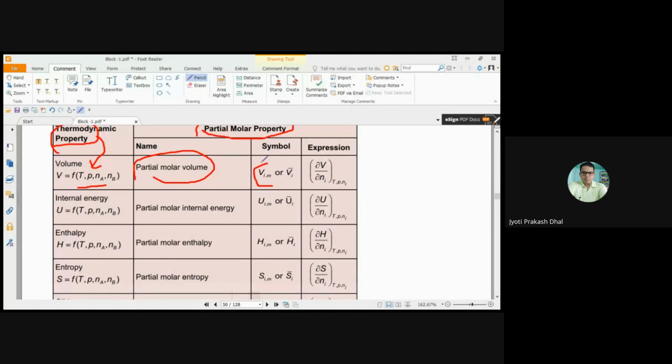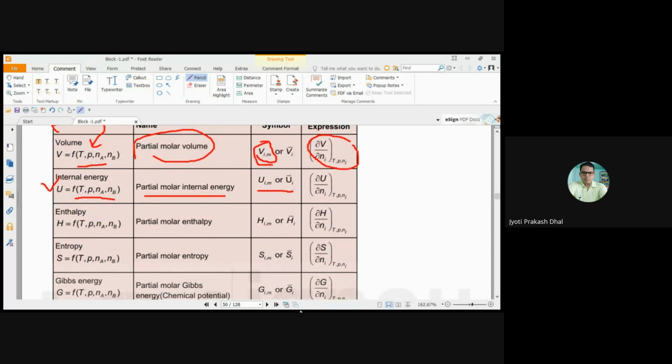So this is the symbol of partial molar volume and this is the expression of partial molar volume. Similarly, if we consider another extensive property, internal energy U, which is a function of T, P, N_A and N_B, that is called partial molar internal energy, which can be represented as U_im or U bar i, and the expression is given like this. This is the expression of partial molar internal energy.